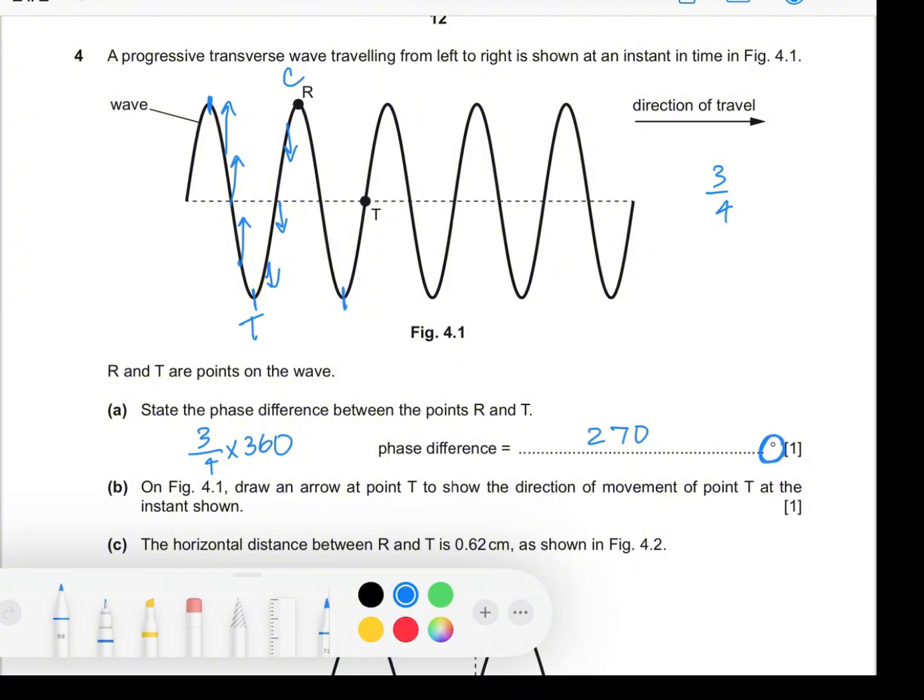So point T is between the trough and crest. That means all of the points between these two regions will be pointing downwards. So T will also have an arrow pointing downwards.